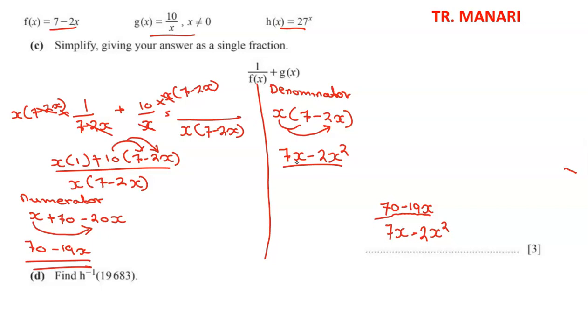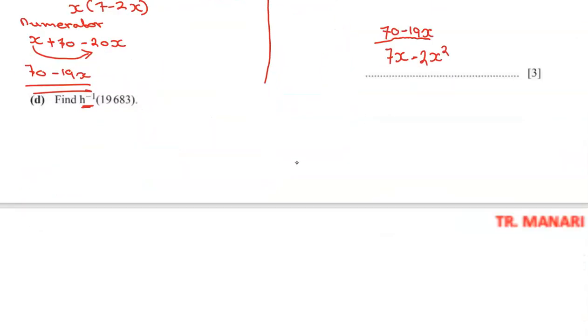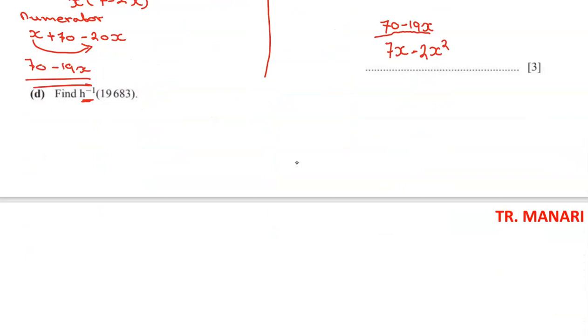The next part is for us to find the inverse of h, given that the inverse of h at x is 19,683. So what was h? h in our case is 27 to the power of x. So h of x is 27 to the power of x. So we find its inverse. For this one, I'm going to do it with the longest method possible. Reason being, I want us to understand how to make the subject of the formula with values which have powers, and also a logarithm concept. So I'll be combining them in one set.